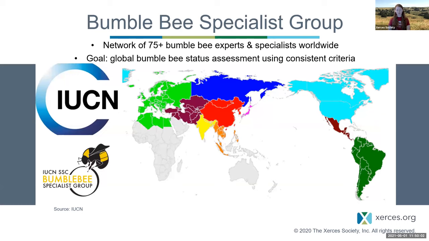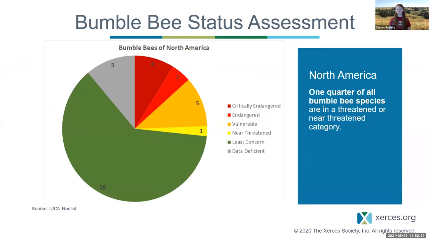And so the Bumblebee Specialist Group, which is a group within the International Union for Conservation of Nature, came together. It's about 75 different bumblebee experts and specialists from across the world. They came up with a standard assessment that they could use to look at the different bumblebees and see how they're doing. Like, what's affecting them? How stable are they? How unstable are they? Are there threats that are leading to the decline? And what they found, at least in North America, is that 25% of our bumblebees are in decline, meaning they are in a threatened or near threatened category. And then there are some that are data deficient.